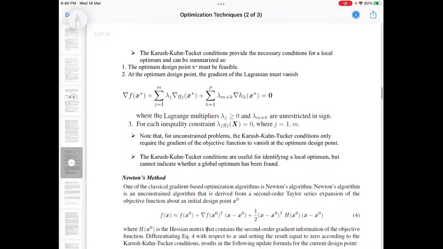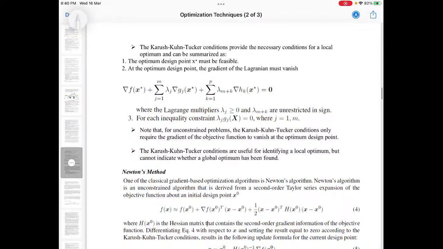So this is what we are discussing. Continuing, note that for unconstrained problems, the Karush-Kuhn-Tucker conditions only require the gradient of the objective function to vanish at an optimum design point. The Karush-Kuhn-Tucker conditions are useful for identifying a local optimum, but cannot indicate whether a global optimum has been found. So this is one of the features of Karush-Kuhn-Tucker.